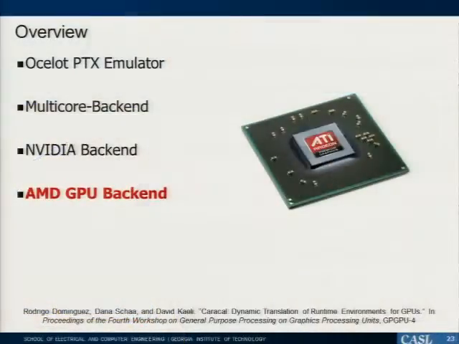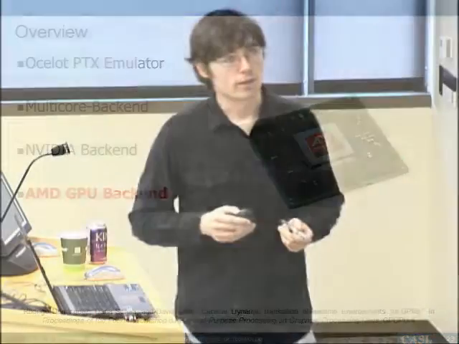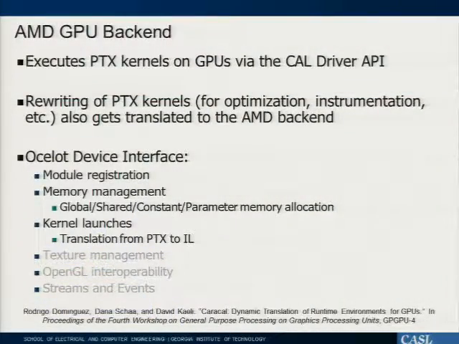And then the last element in this section is the AMD backend. This is work that Rodrigo Domingos did at Northeastern. The goal is to translate PTX to IL, AMD's intermediate language, which is PTX-like, and execute CUDA kernels on AMD GPUs, and do this in a way that makes it just another Ocelot device. So if you have a system with an AMD and an NVIDIA GPU, you can just choose between them.